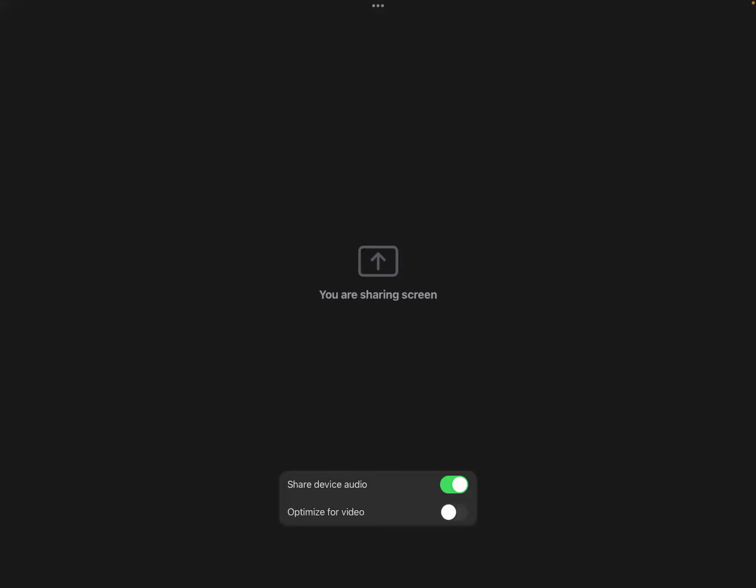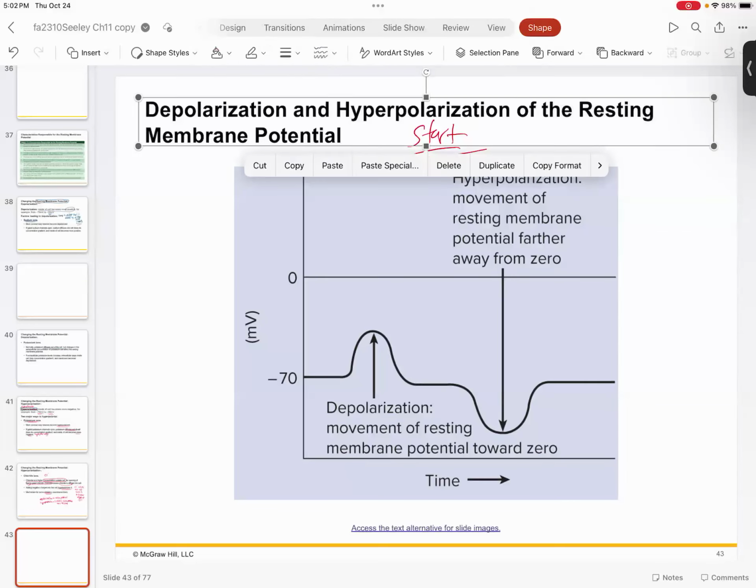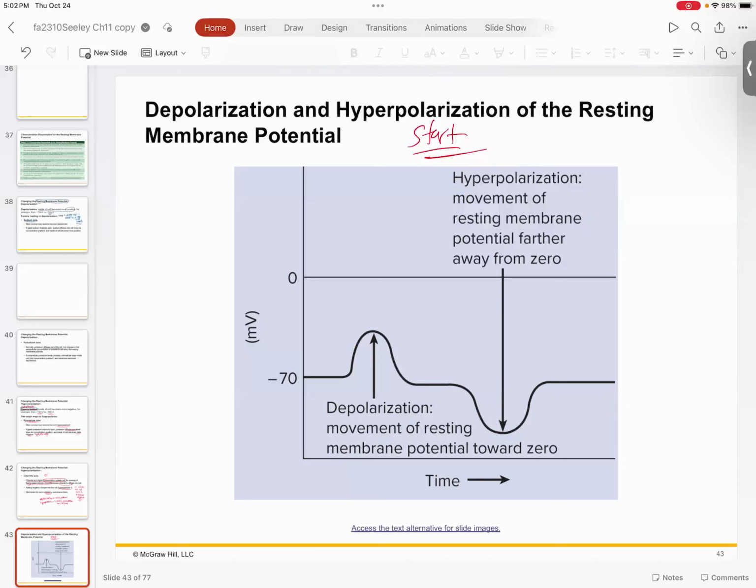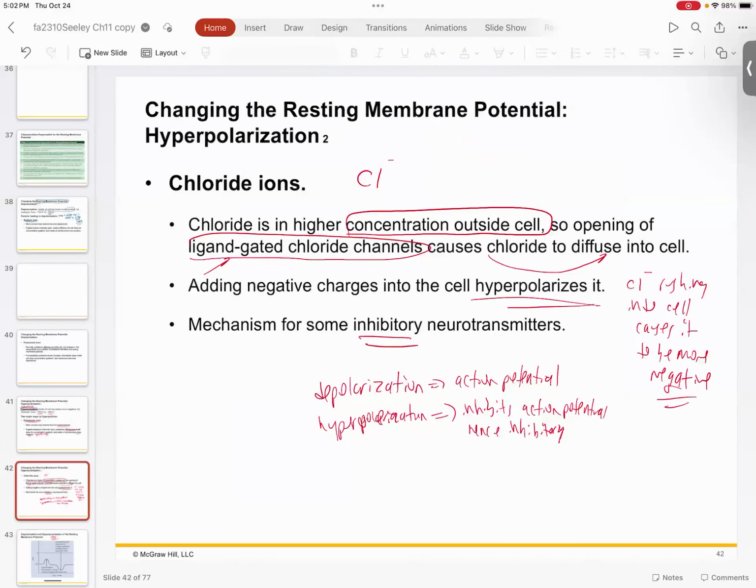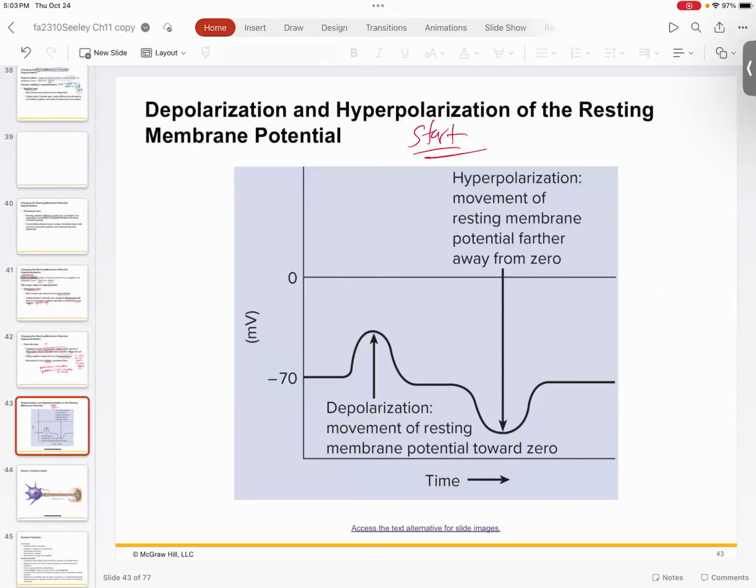Okay, so let's go ahead and pick up where you left off. We're working on chapter 11, and we are now looking at depolarization and hyperpolarization, just to refresh your memory. We're looking at the different ways that you can depolarize and hyperpolarize the membrane, which are all important aspects of the way the membranes work.